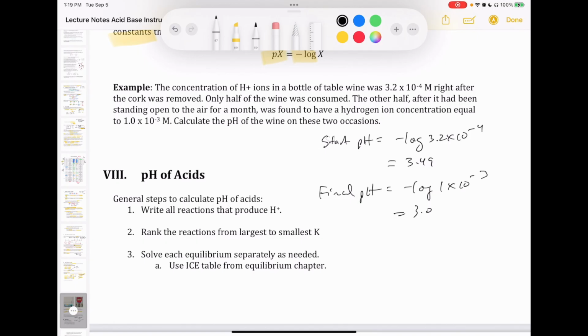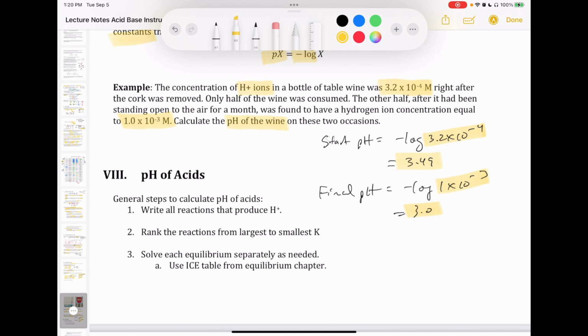Let's take a look at this problem of calculating pH. It tells you that the H plus ion concentration in a wine bottle at the beginning is 3.2 times 10 to the minus 4. And then after you leave it for a while and try to drink it again, the H plus concentration is now 1 times 10 to the minus 3. The question is, what is the pH of the wine on the two different occasions? If we just plug into the formula of negative log of the H plus concentration, here's the beginning, here's the end, and we get these numbers respectively. So the pH has dropped, the wine has become more acidic, and of course that affects the taste.